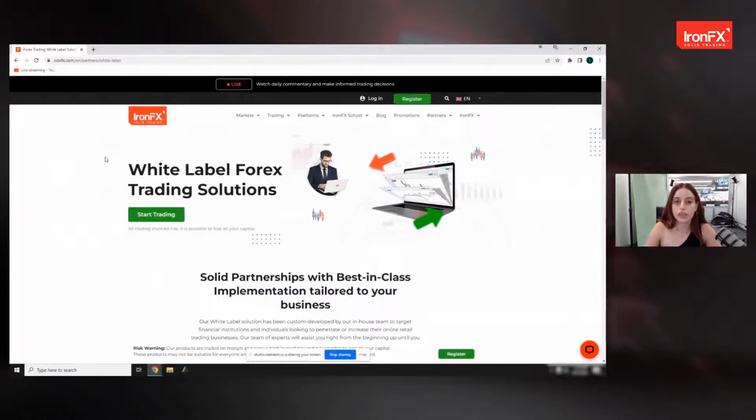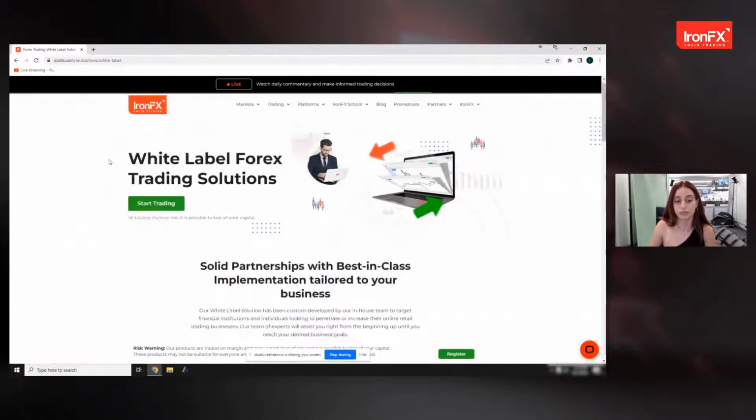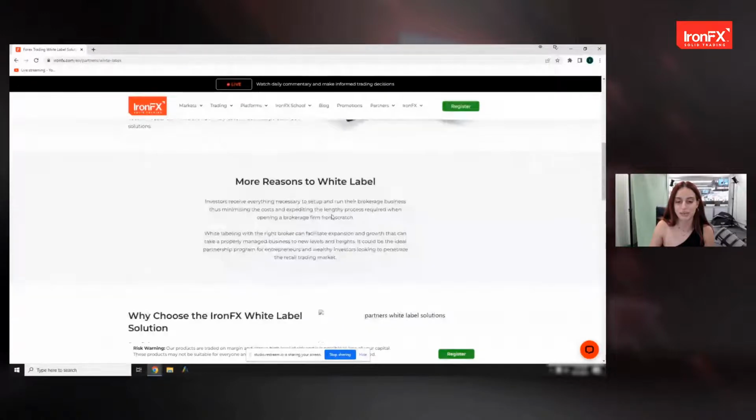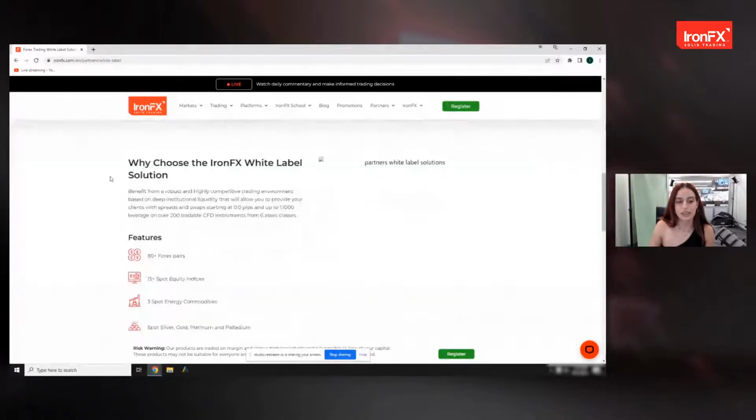So if you're looking to jump into the industry, you can do that without having to start from scratch. So here we have reasons to white label, more reasons to white label. And then we have why choose the IronFX white label solution.